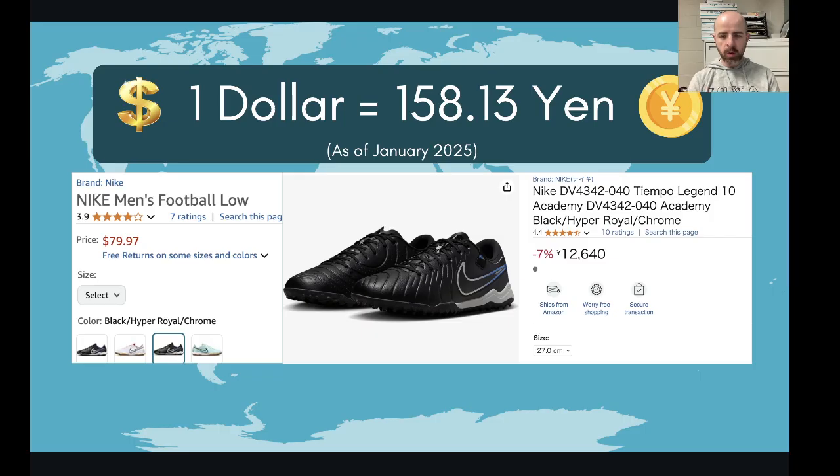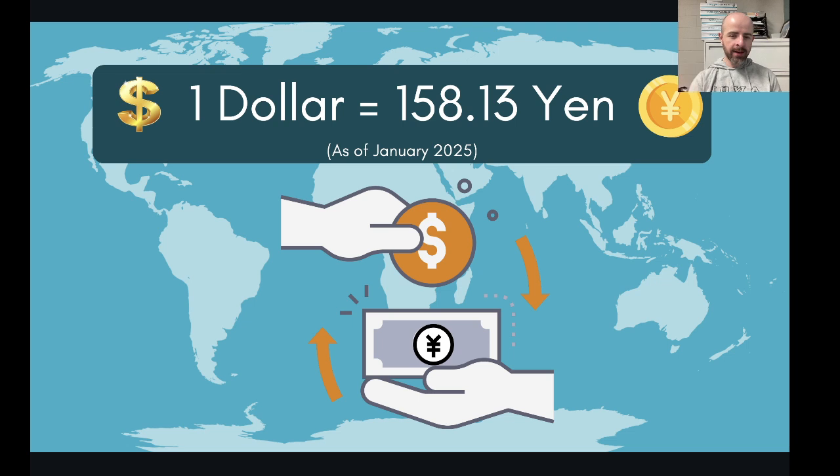Because look at the price of this same pair of shoes in American dollars and Japanese yen. $1 is the same value as 158 yen. Let me say that one more time. $1 is the same value as 158 yen. So, if I went to Japan and handed the bank $1, they would give me back 158 yen. But then if I came to the United States and I handed the bank 158 yen, they would hand me back $1. That's currency exchange.